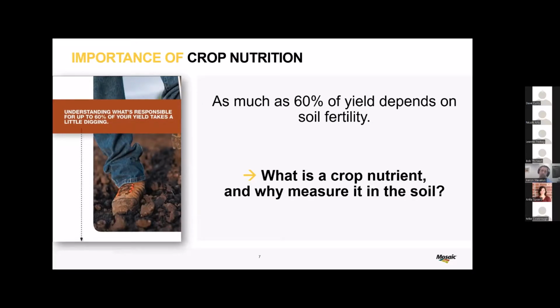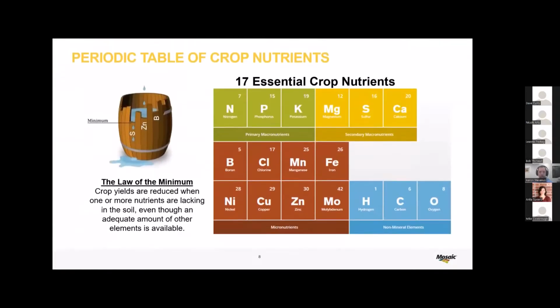And that's why, to echo Dave's point, soil testing is important and the gold standard to make sure that you're putting the right fertility on. But when we're talking about that fertility, what are we talking about? What's an essential crop nutrient? Well, the definition of an essential crop nutrient is these 17 nutrients you'll see here in this periodic table. We look at them as 4 different categories: primary macronutrients, secondary macronutrients, micronutrients, and non-mineral elements.